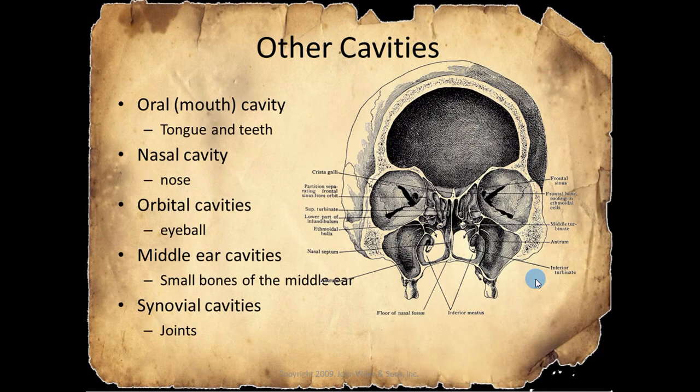Other cavities are there, but they're not as significant, so we don't talk about them as much as being a major cavity. But there's the oral cavity, where you chew, the nasal cavity for air passageway, orbital cavities for the eyes, the middle ear cavities, connecting the throat to the ears, called the eustachian tube, that's a cavity, and then synovial cavities, which are in joints. Like when you move your elbow or your knee, there's actually a fluid-filled cavity there.